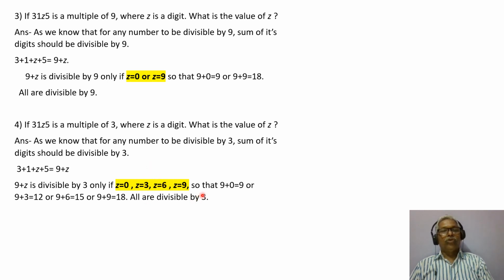See this, if Z equals 0, 9 plus 0 is 9, or 9 plus 3 is 12, 9 plus 6 is 15, and 9 plus 9 is 18. All are divisible by 3. So for all these four values of Z, the number formed will be divisible by 3. So in this case, Z has four values. So try to understand this, because you may come across such type of problems frequently.